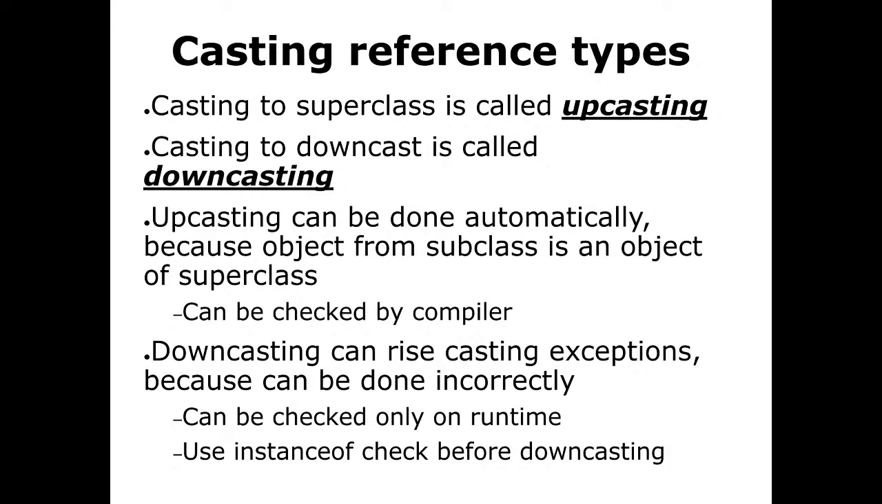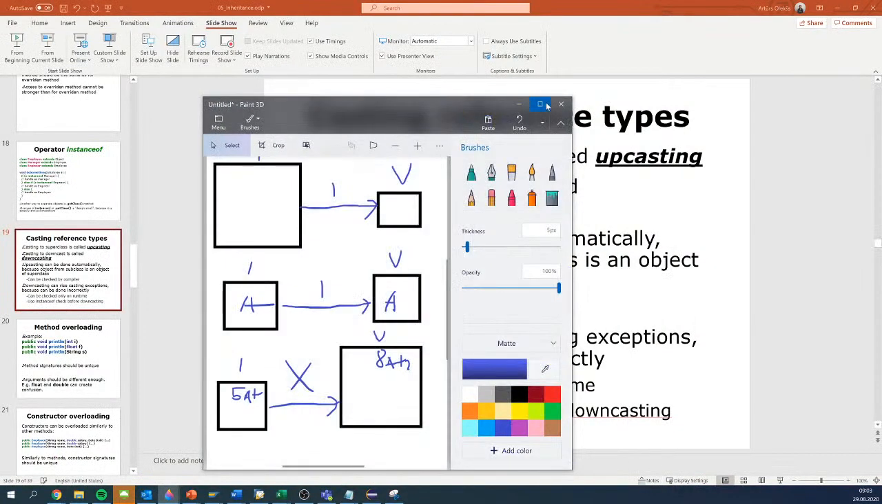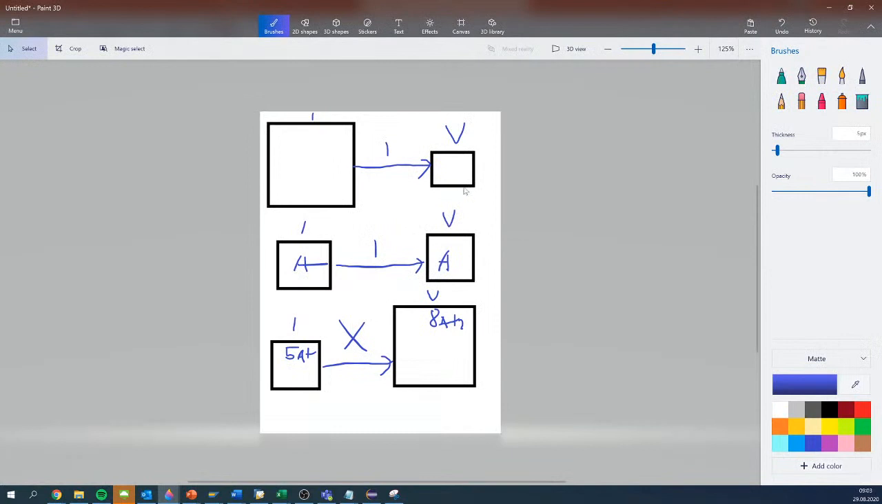Yesterday we were already talking about casting of reference types, and I think I already mentioned these two things, like upcasting and downcasting. I didn't explain a lot about these two terms, so maybe let me show you a bit. Let me show these three pictures, three paintings from yesterday's session.